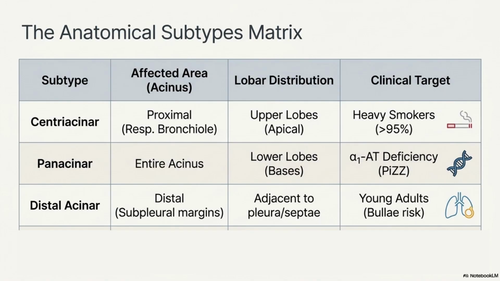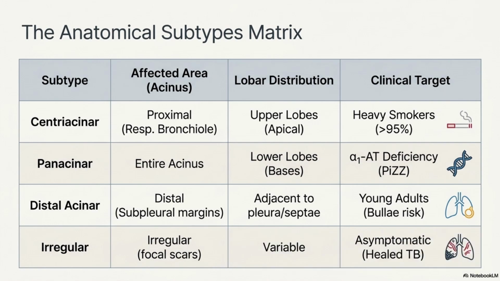Third, distal acinar. This affects the distal acinus along the subpleural margins. It is distributed adjacent to the pleura and septae. The clinical target is young adults who are at high risk for bullae. And lastly, irregular. This features irregular focal scars with variable distribution. Clinically, it is mostly asymptomatic and often seen around healed tuberculosis scars.